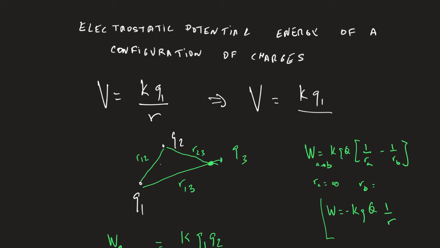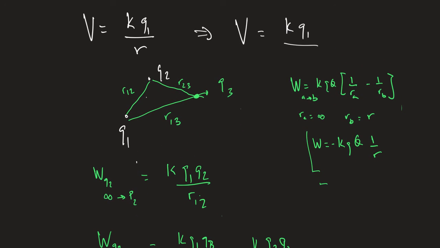When you make a work from A to B, done by the electrical field, the work is Q (1/RA − 1/RB). I have shown you that if you take the initial point RA like the infinity and the final point RB like the point R, that is at a distance from capital Q, the work is this amount and the potential energy is minus the work, is Q divided by R.